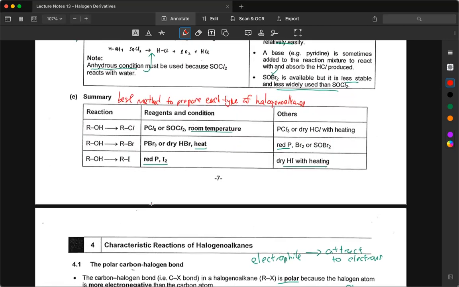So this is a summary of the methods to prepare each type of halogen alkane, showing the best method for each. For RCl, this will be the best one. The ones in bold are the recommended methods. As for RBr, we have this, and for RI, we have red phosphorus with iodine.